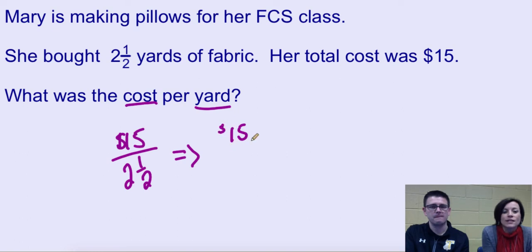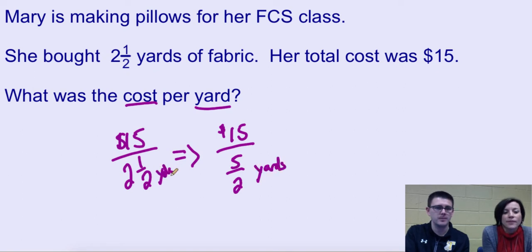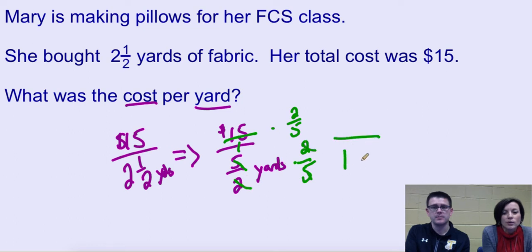So 15 divided by 5/2. That gives us a fraction so that we can multiply by the reciprocal. Sorry, I forgot my units. So we're going to multiply numerator and denominator by 2/5. And 15, I can write it as 15/1. That gives us 1 on the denominator now. So per 1 yard. And we're going to simplify. 5 into 15 is 3. Now multiply across. 3 times 2 is $6. $6 per 1 yard. It finally makes sense.